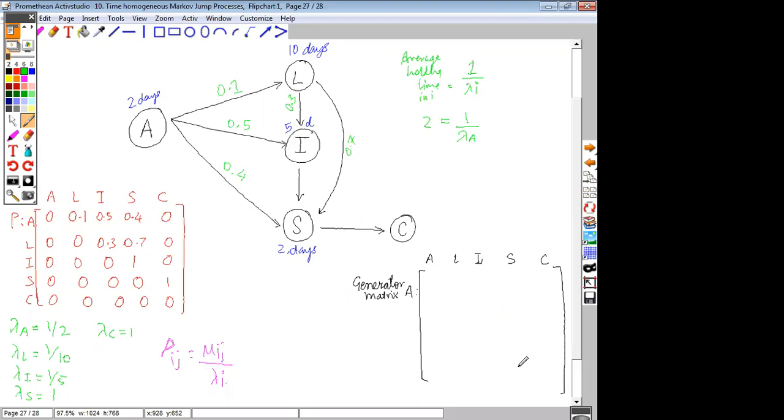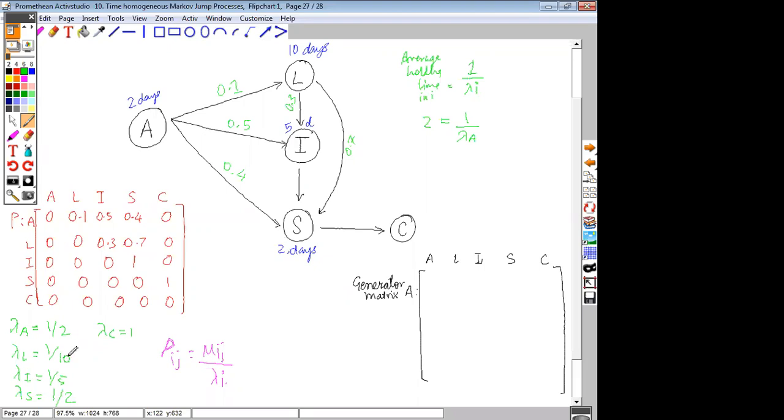Lambda S will be 1 by 2. Lambda S should be what? Oh yeah, 1 by 2. Thank you very much, that makes sense. Yeah, I have written it here, so it should be 1 by 2.